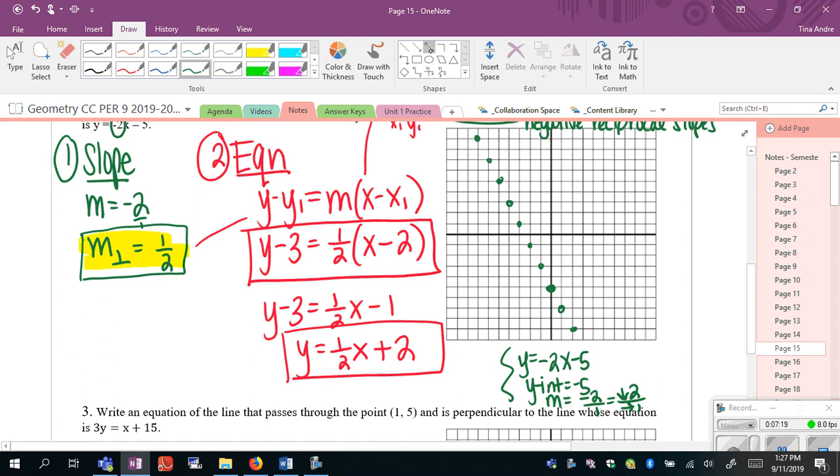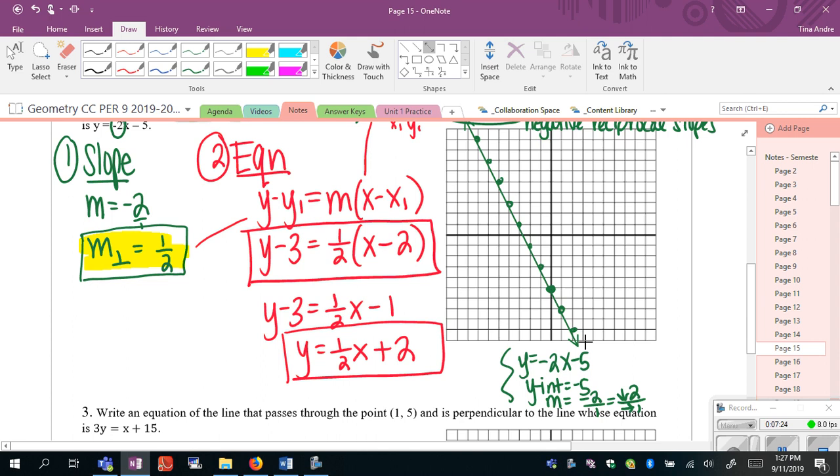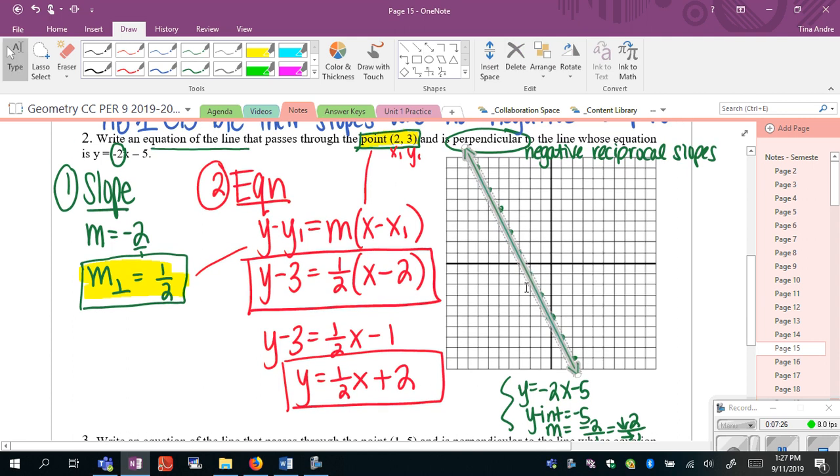I'm going to go ahead and connect this. That looks pretty good. Little off, but let's see if I can move it just a tad. I'm going to just leave it because I'm afraid to mess with it too much. So there's my line. And then now I want a line that's going to be perpendicular to this green line that passes through the point (2, 3).